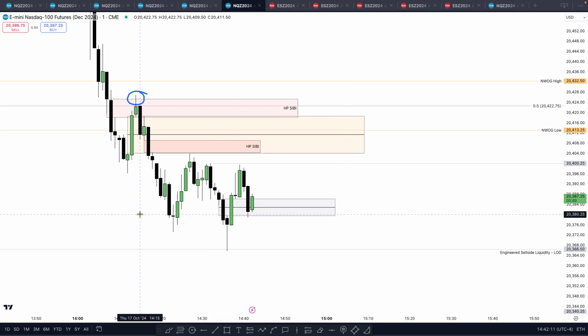So, we ran substantial sell side liquidity. Okay. The highs look a little suspect, but we'll see. Right now, at this current moment, my focus is on the BPR here. That's what's important to me now.